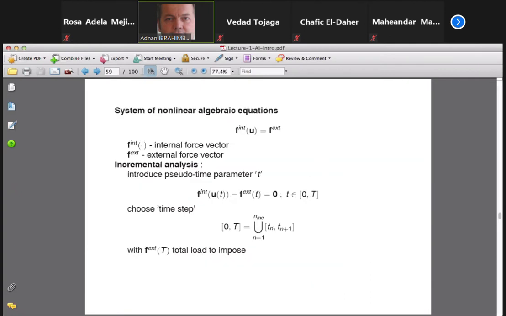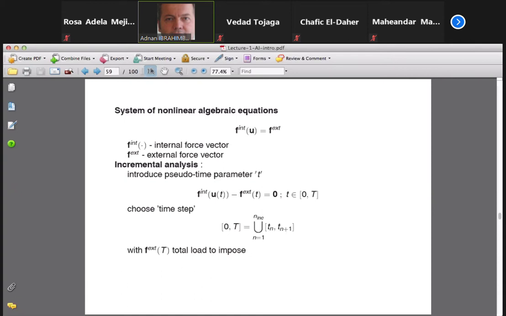Now, if you have a set of nonlinear equations, which happens when the behavior of the bar is nonlinear elasticity or plasticity or any of these types of things, the idea that I want to start with in this case would be the idea of incremental analysis.